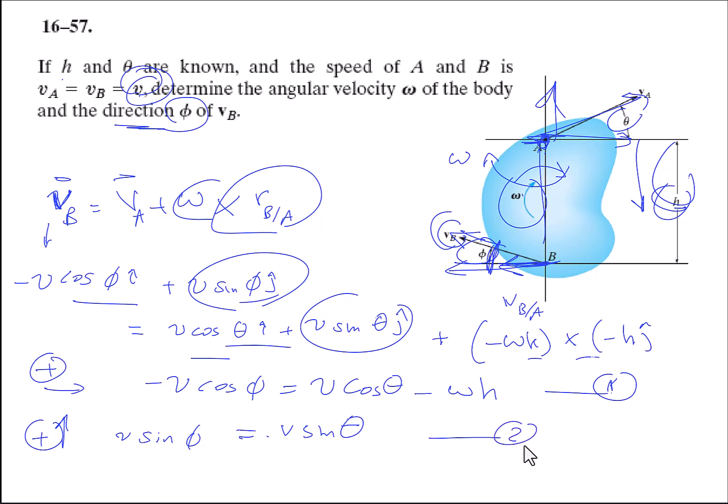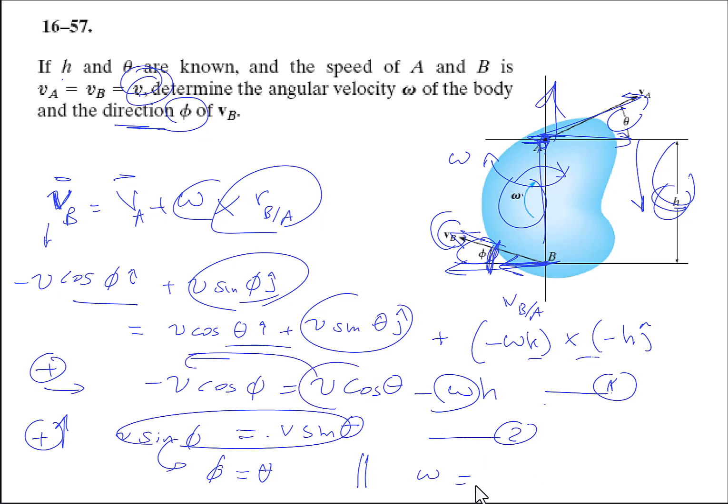Let's say this is my second equation, and from this equation we could see that phi is equal to theta. And also from the other equation you'll have omega, and this is a minus, so this is 2v divided by h cosine theta. So that's your omega.